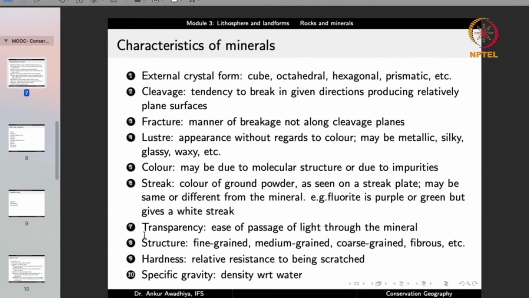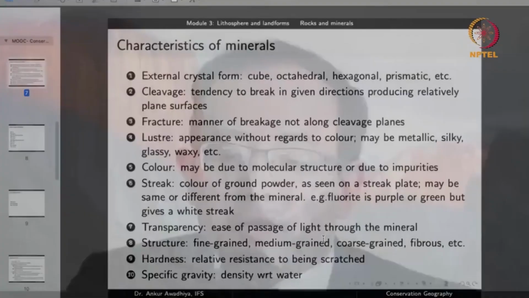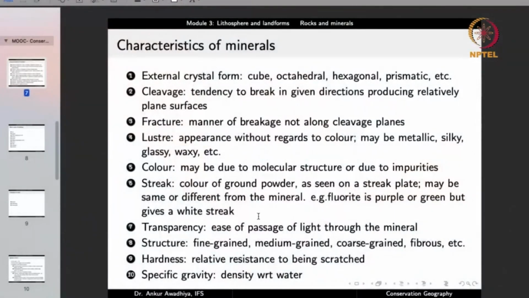Another characteristic is transparency. How much light does this mineral permit to pass? Ease of passage of light through the mineral. Is the mineral transparent? Is the mineral completely opaque, in which case it does not permit any light to pass through it? Or is the mineral translucent, which means that it permits some amount of light to pass but not all light? So transparency is also a characteristic of the mineral.